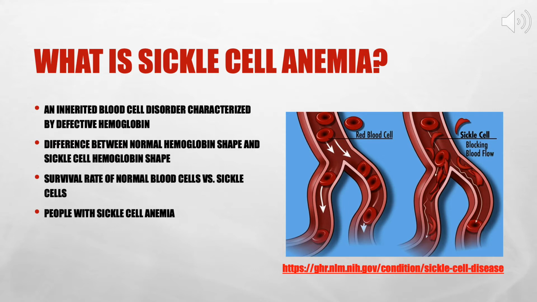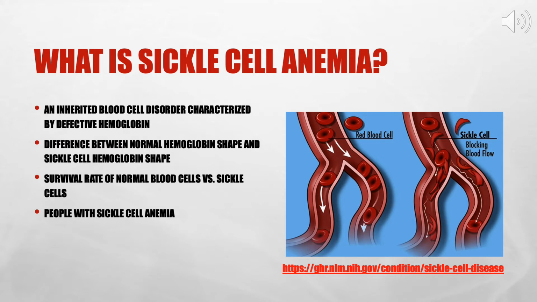The difference between normal hemoglobin shape and sickle cell hemoglobin shape. Cells with normal hemoglobin are smooth, disc-shaped, and flexible, so they can move easily through the vessels in our bodies. Cells that contain sickle cell hemoglobin are stiff and sticky and form into a sickle shape or a crescent shape when they lose their oxygen. These cell clusters make it hard to move through the blood vessels.